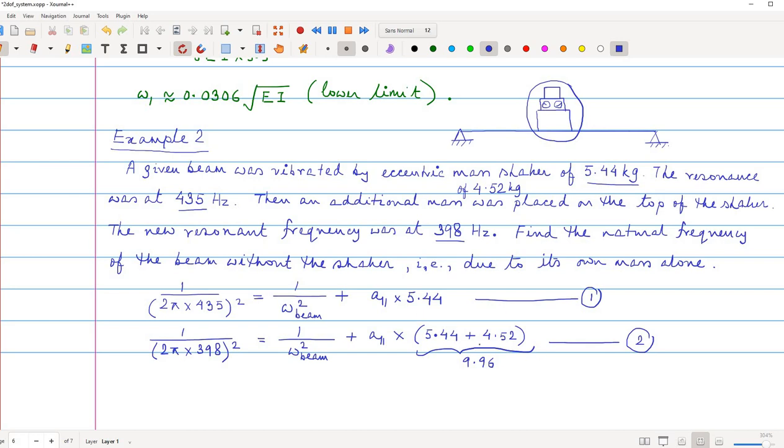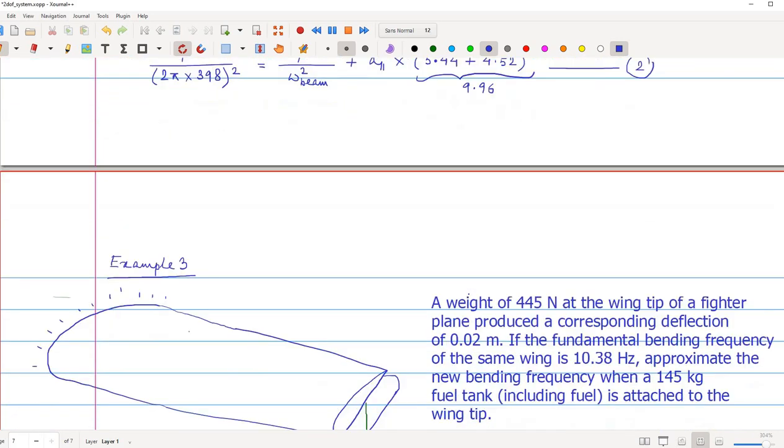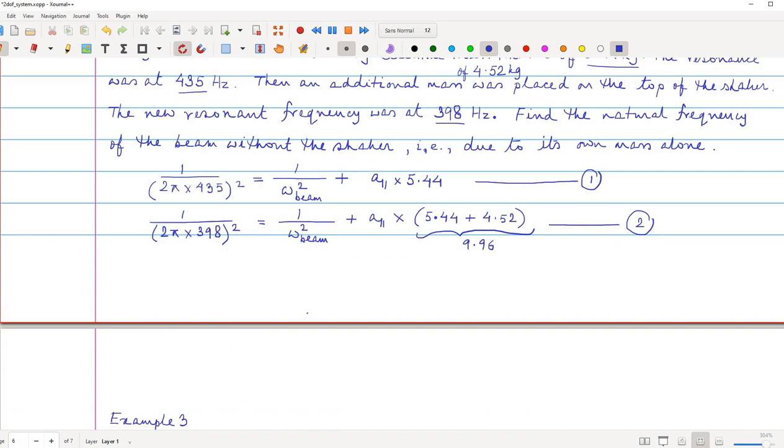So now this is the mass. Now you have got two equations and you have two unknowns, omega beam and A11. So you eliminate and you get the value of omega beam. So this is what you want. How much?